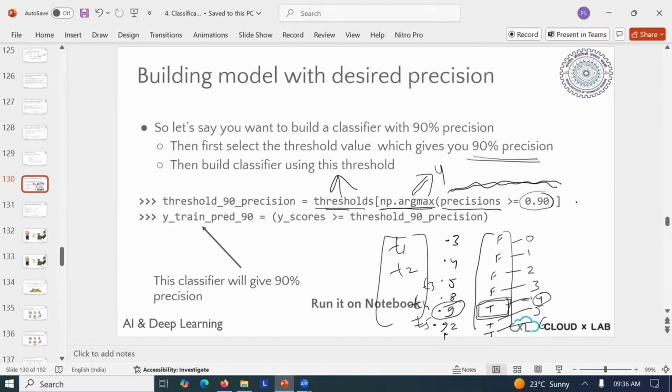Now you can use that threshold to get the predictions, and this classifier will give 90% precision, or 0.9 precision, right? So any doubt here in this code?